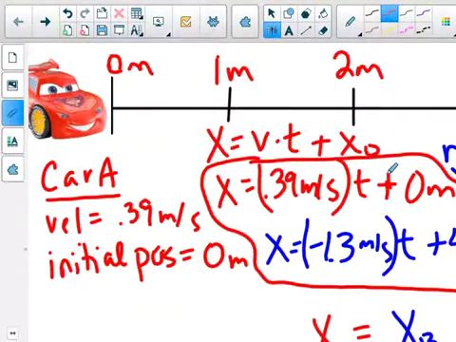Okay, so again, let's just check for reasonability. That means they're going to crash about right here. See if that makes sense. Car A is only going about 0.4 meters per second. I put car A over here. That was supposed to say car B. Car B is going a lot faster. So yeah, it would make sense that they would meet closer to the red car than the blue car.